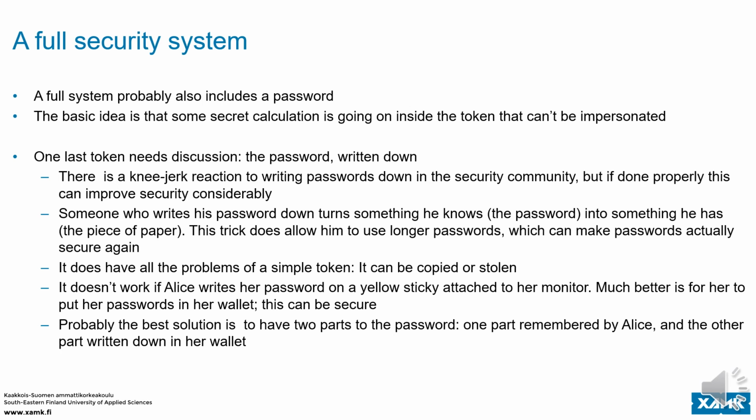One last token needs discussion. The password, but this time written down. There is a knee-jerk reaction to writing passwords down in the security community, but if done properly, this can improve security considerably. Someone who writes his password down turns something he knows into something he has. This trick does allow him to use longer passwords, which can make passwords actually secure again. It does have all the problems of a simple token. It can be copied or stolen. It doesn't work if Alice writes her password on a yellow sticky attached to her monitor. Much better is for her to put her passwords in her wallet. This can be secure. Probably the best solution is to have two parts to the password. One part remembered by Alice and the other part written down in her wallet.